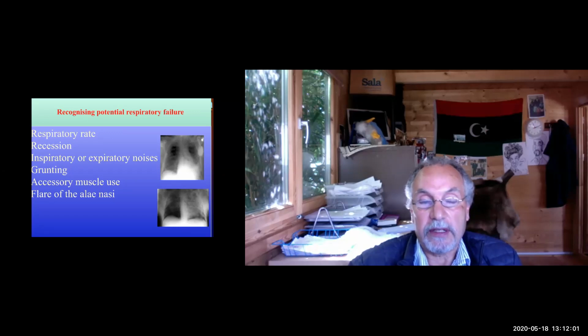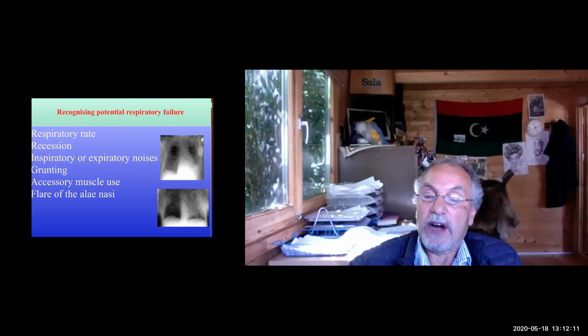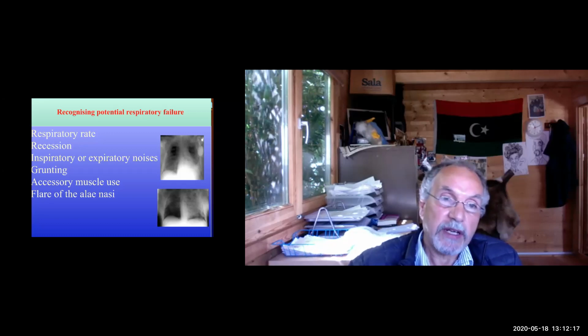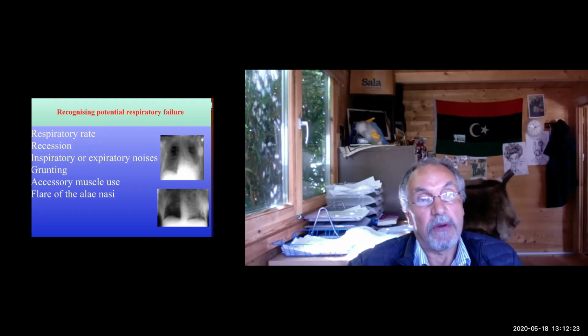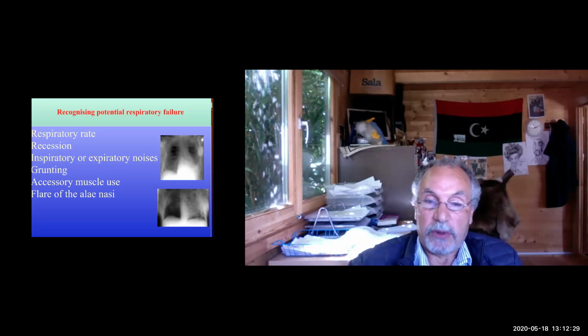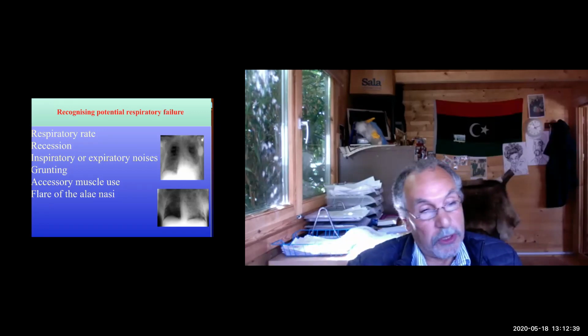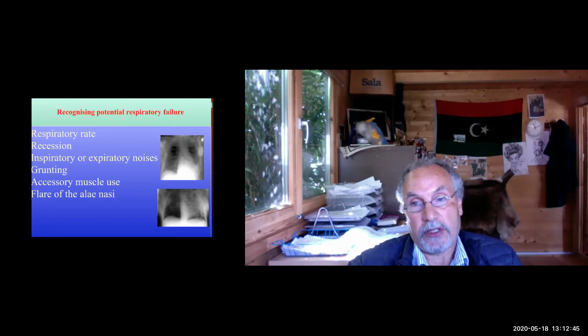But if they are exceeding 50, 60, 70, it is not okay. And someone who is 11 or 12 and breathing 30 to 35 is not okay. So that's what you need to think about. Recessions: the diaphragm inserts at ribs 5, 6, 7. That means the diaphragm is working very hard and pulling, and you can see the rib movement as well. Then inspiratory or expiratory noises: inspiratory is usually stridor, upper airway obstruction, and expiratory is wheeze, lower airway obstruction.